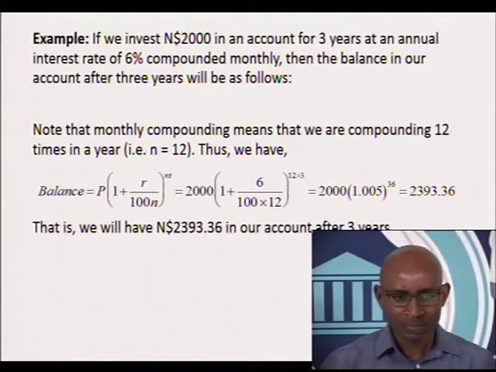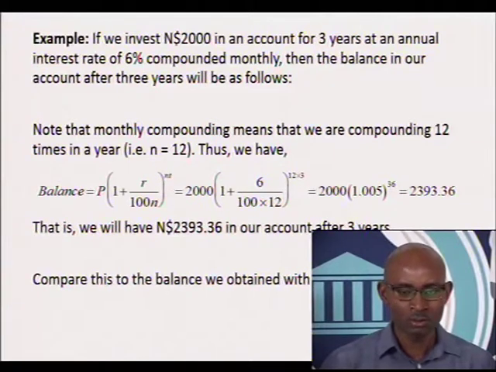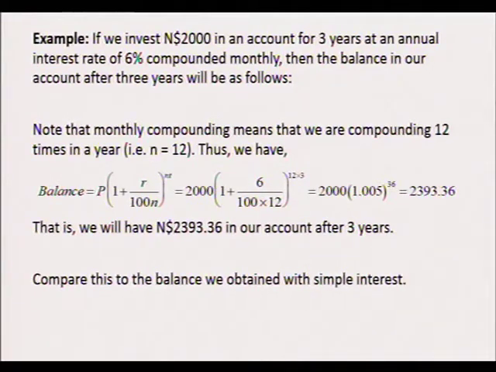So I just want you to compare this to the balance that we obtained with simple interest, and you realize that this one is more because your interest in subsequent years is calculated on not only the original amount that you invested, but also on the interest that you earned in the previous years. So that's what we have when it comes to simple interest versus compound interest, and the difference should be clear from your formulas.